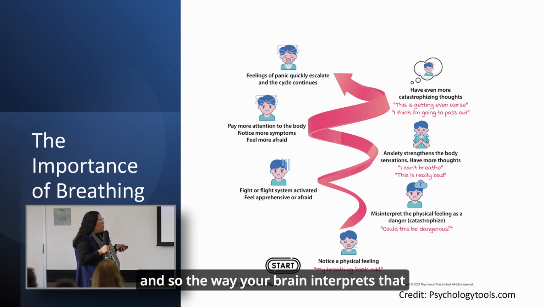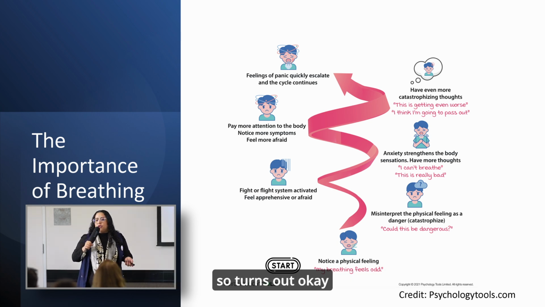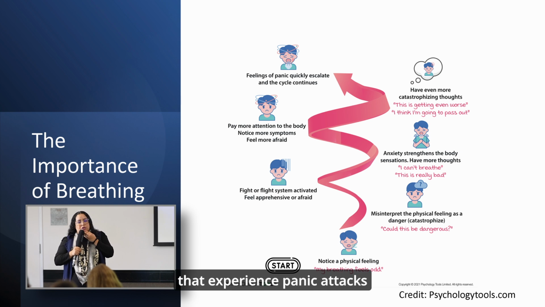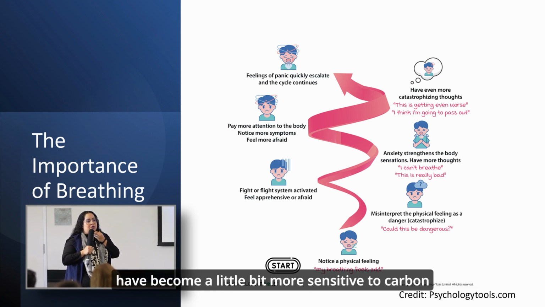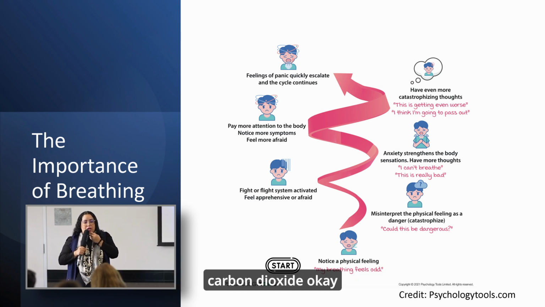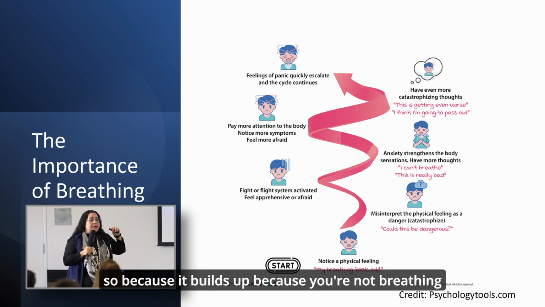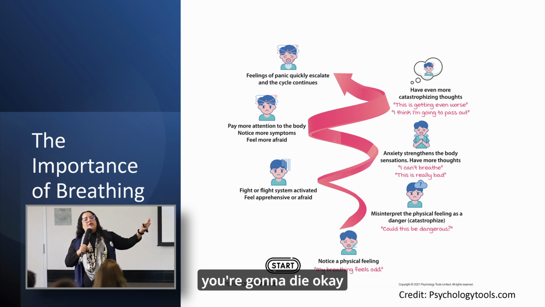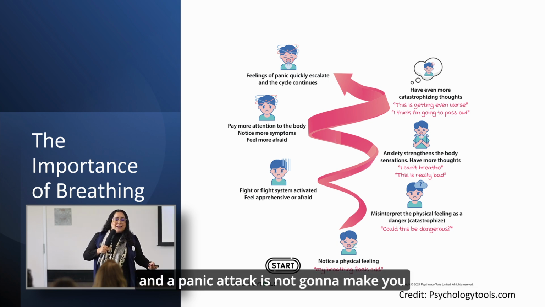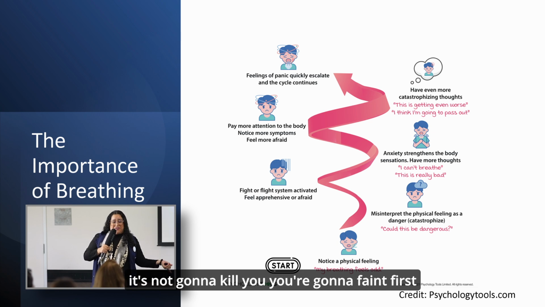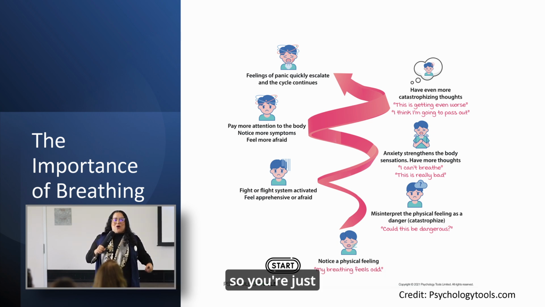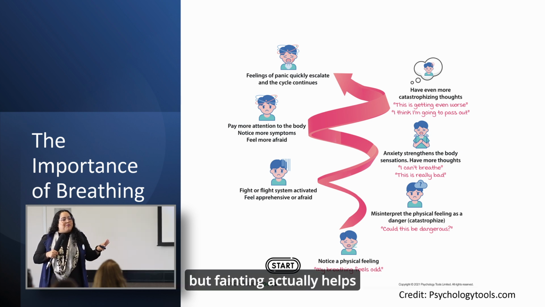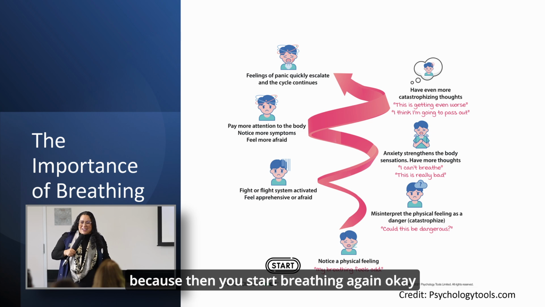And so the way your brain interprets that, it turns out, new studies are telling us that one of the things that happens with panic attacks is that people who experience them have brains that have become a little bit more sensitive to carbon dioxide. Because you're not breathing right, it builds up, and your brain detects it and says, you're going to die. A panic attack is not going to kill you. You're going to faint first, because you're not breathing, and then you're going to get up. Fainting actually helps because then you start breathing again.